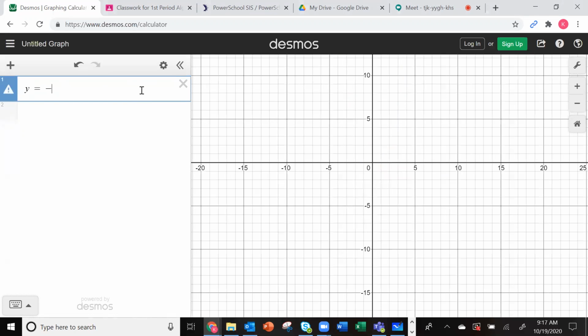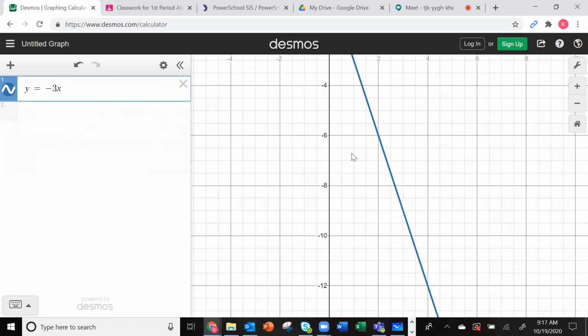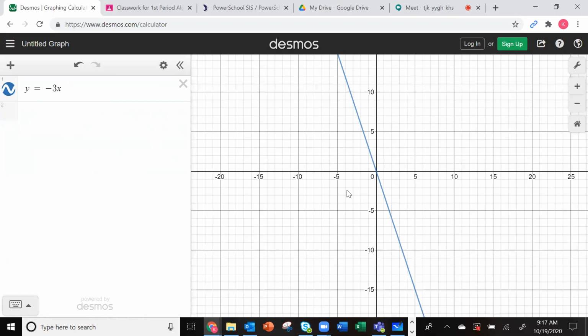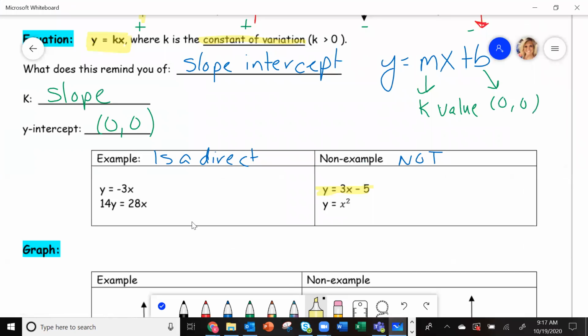Y equals negative 3x. Wait a minute. They said this was an example. It goes through (0, 0), but from left to right, what is this thing doing? It's going down. It said that it has to have a positive slope. This is negative. So let's go in here to our notes. Right here, let's scratch this off.